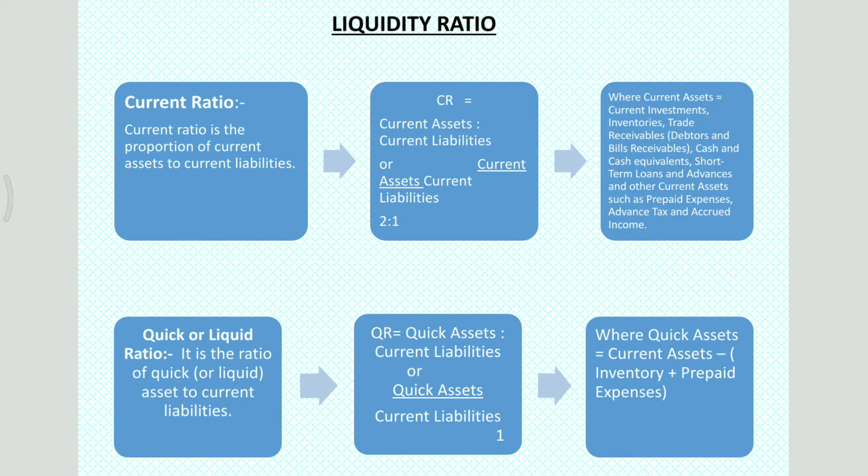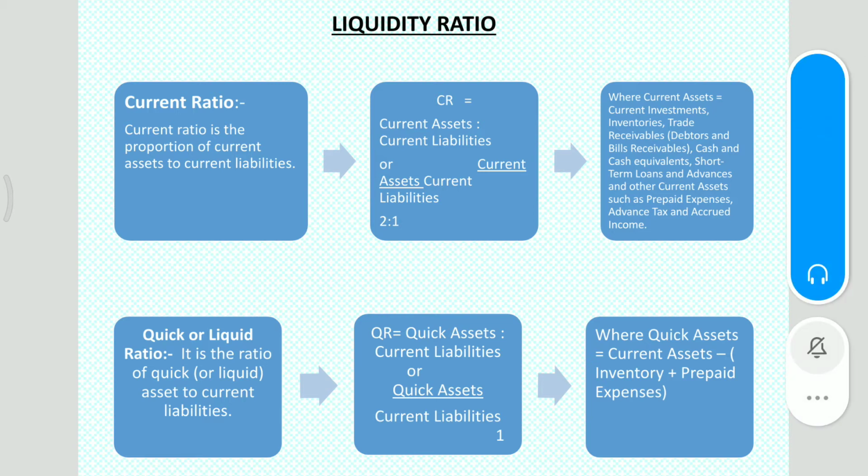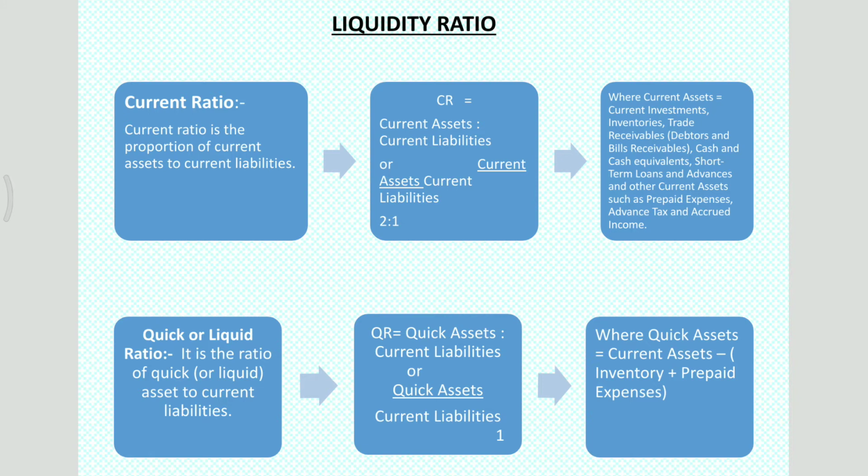Current ratio is actually a relationship between current assets and current liabilities, and I hope you are aware of the meaning of the components, the types of current assets or current liabilities. To calculate this ratio, we take current assets is to current liabilities, or current assets divided by current liabilities. This ratio is expressed in proportion.